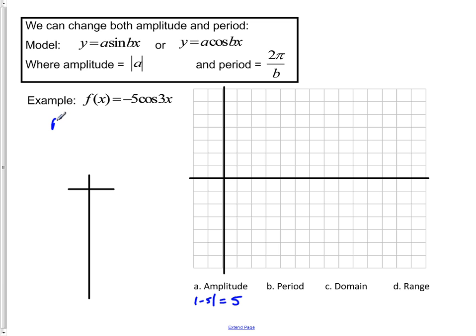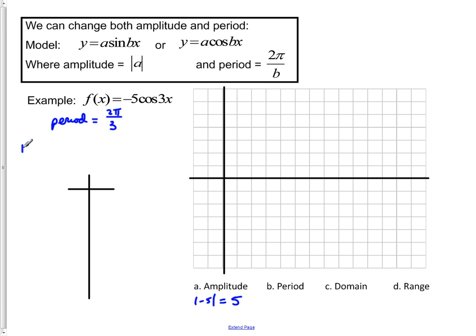The period, that's going to take a little bit of work. The period of this function is going to be found by taking 2 pi and dividing it by whatever is in front of x. In this case, it's going to be divided by 3. By the way, we always treat b as though it's a positive number right here. The period is going to be 2 pi over 3. There's really not much else I can do to reduce this.